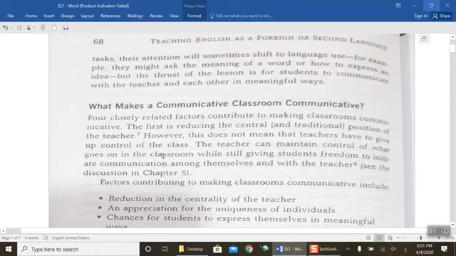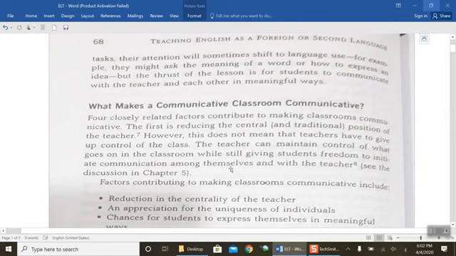However, what do we mean when we say reducing the central position of the teacher? Do we mean that we delete the position of the teacher, the teacher has no role, or what? No. This doesn't mean that teachers have to give up control of the class. The teacher can maintain control of what goes on in the classroom while still giving students freedom to initiate, to start communication among themselves and with the teacher.